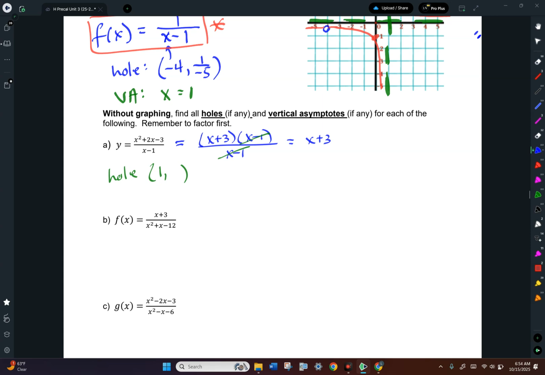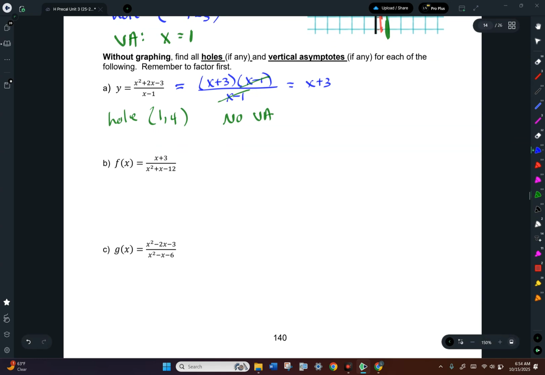And so if I want to find the y coordinate, I'm going to plug that 1 into my simplified version. So my hole's at (1, 4). In this case, there was no denominator left, right? It canceled. So that means there is no vertical asymptote. Okay, sometimes you don't have one.